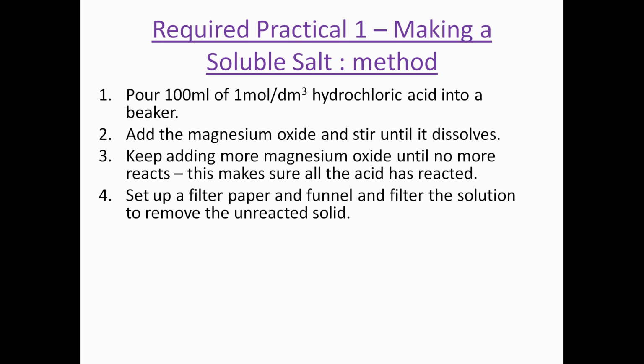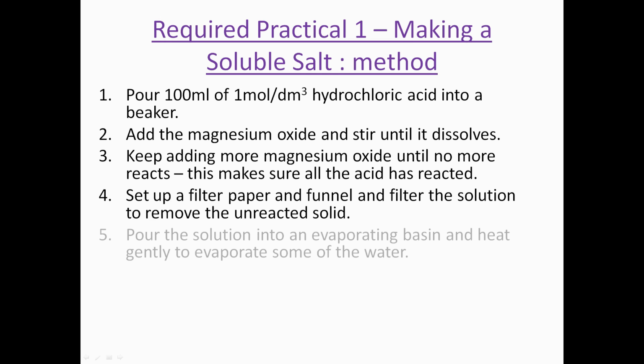The next thing, we're going to set up a filter paper in a filter funnel, put it over something like a conical flask, and we're going to filter the solution to remove the unreacted solid, to remove the unreacted magnesium oxide. This will then leave us with the magnesium oxide in the filter paper and a filtrate in the bottom which contains our soluble salt, so soluble meaning it dissolves.